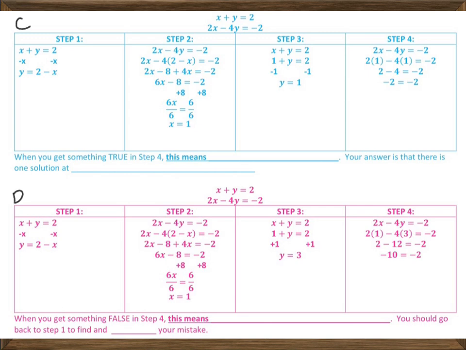Notice in case C and case D, this is happening in step 4, after we have already found values for x and for y. So in case C, we've found a mathematically true statement in step 4. So what does that mean? That means your answer is right.